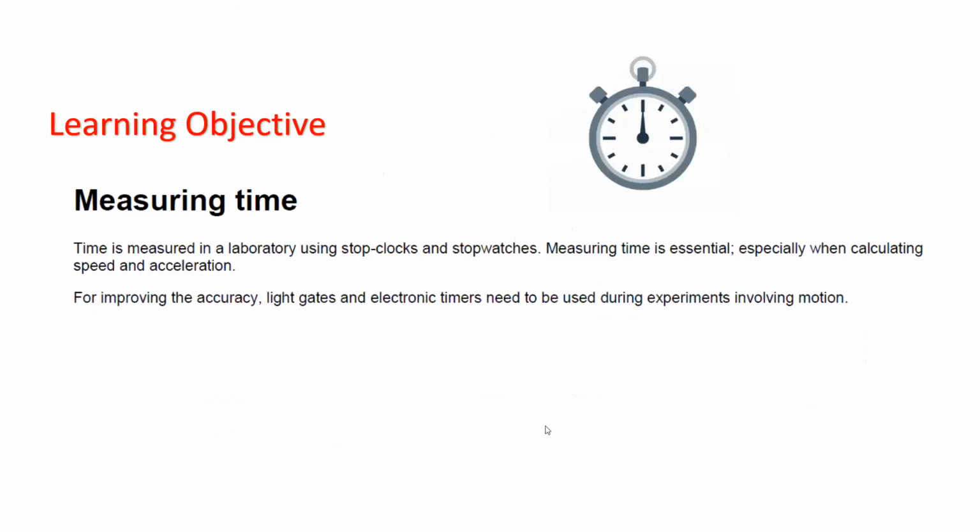Next topic. The main topic is length and time, so we have discussed length, but now it's about time. To measure time, we can use different instruments and apparatus. We can use light gates. How light gates are used, you're not studying in your course. Mainly you will use stopwatches or stop clocks instead of light gates and electronic timers.